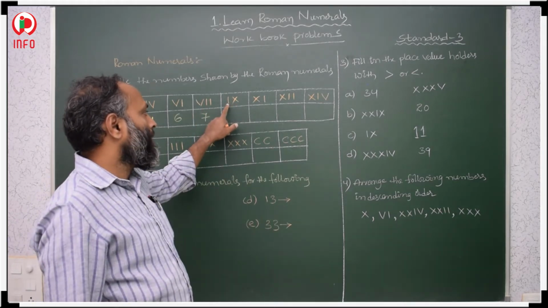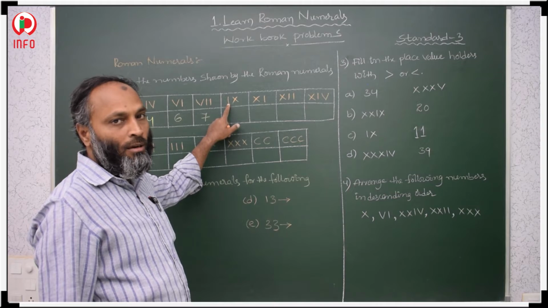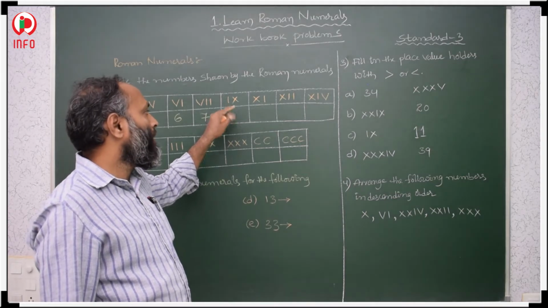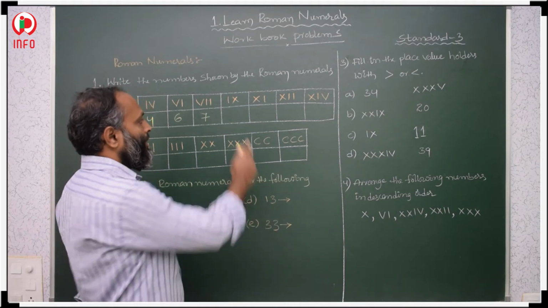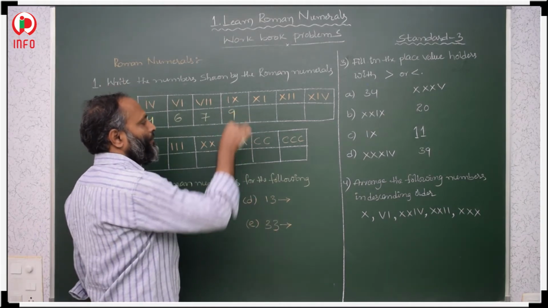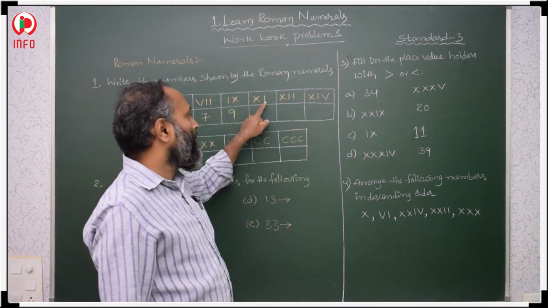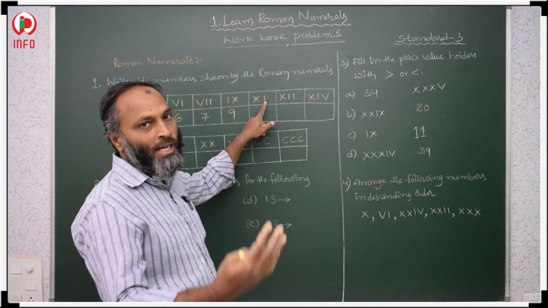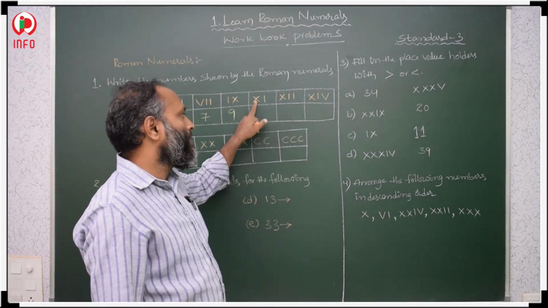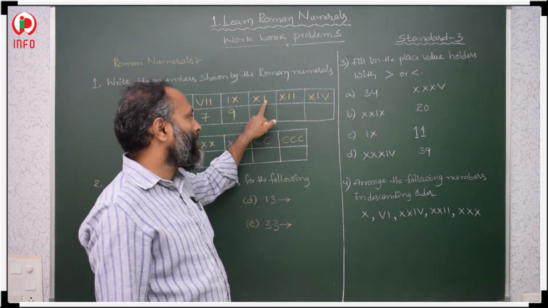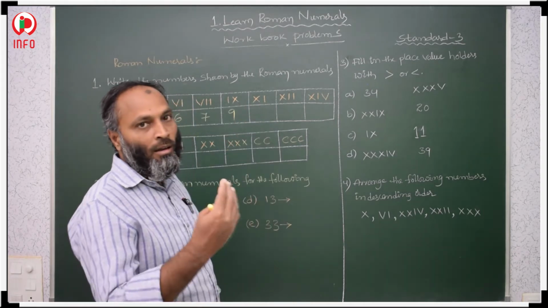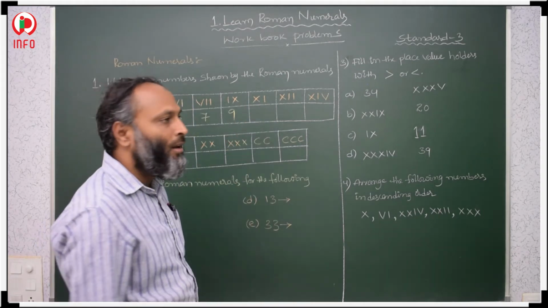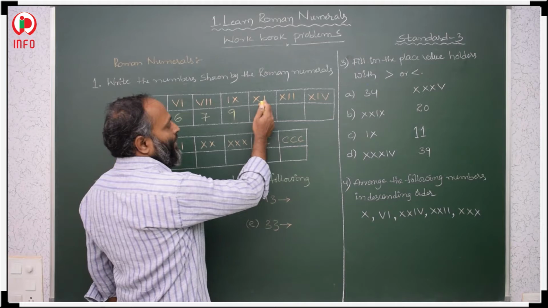Here I and X: this is a smaller Roman numeral on the left side of a bigger Roman numeral, so we subtract, 10 minus 1, 9. And here the smaller Roman numeral is on the right side of a bigger Roman numeral. 10 is the bigger Roman numeral and 1 is the smaller Roman numeral, on the right side of the bigger one. So add it, 10 plus 1, 11.